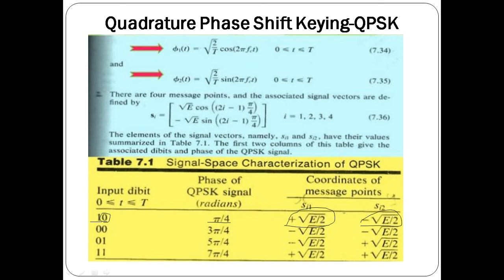So likewise 0 0 means both minus root E by 2. 0 1 means minus root E by 2, plus root E by 2. 1 1 means both will be plus root E by 2, plus root E by 2. So this is the coordinates of message points. So how many regions will be there in your signal space? Four regions. The region which represents the point root E by 2 and minus root E by 2 is the first region.